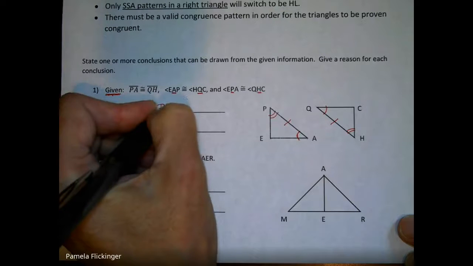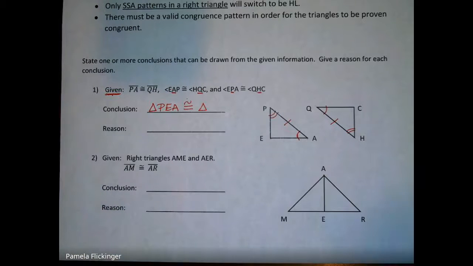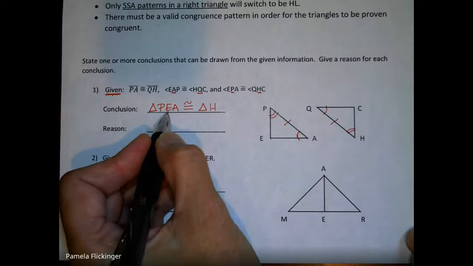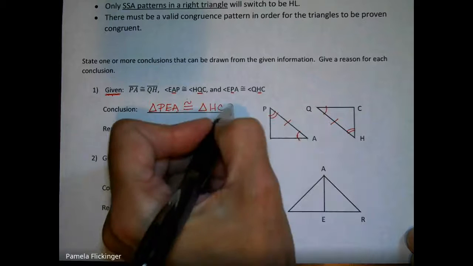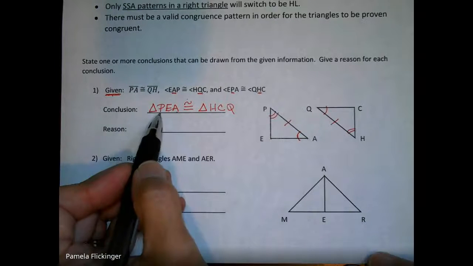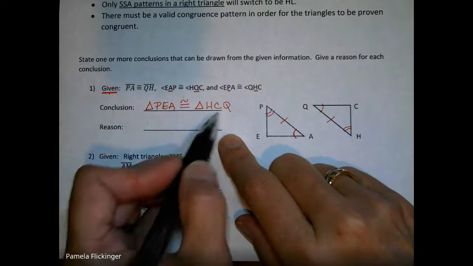Now, when you write the conclusion, you've got to put the letters so they match up. So P goes with H, E doesn't have a marking, so that goes with the C, and A has the single, so that's going to go with the Q. All right? You may write your pattern different than what's on my answer key. I'm not going to give you every possible pattern, but what you need to pay attention to is how you wrote your first triangle is the second one matching up the same way mine would.